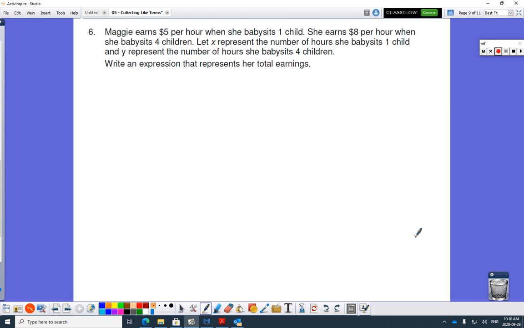Let's just talk about the $5 an hour. What would you type in your calculator if she ended up working 2 hours? Literally, don't tell me the final answer. Tell me what you would type in your calculator if she worked 2 hours. 5 times 2. Okay, what if she worked 7 hours? 5 times 7. What if she worked 11 hours? 5 times 11. What if she worked 99 hours? 5 times 99. You just go 5 times whatever the number of hours are.